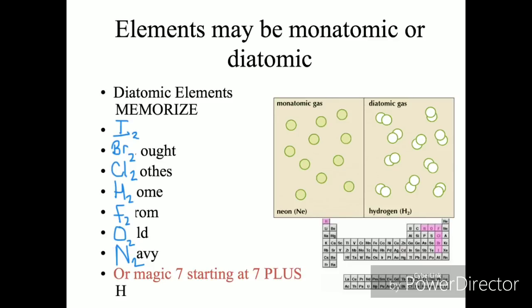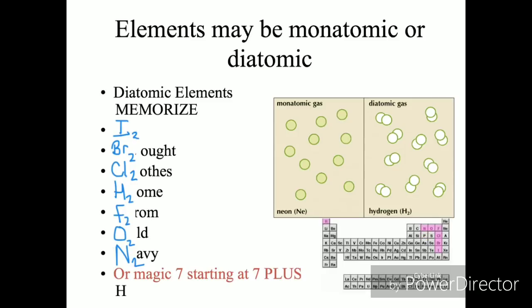Now, there are some ways that you can memorize the 7 diatomic elements. The way in which I like to memorize is this mnemonic device that I learned a long time ago, and it's I brought clothes home from Old Navy. Notice that all of these element symbols have a subscripted 2 because they are diatomic, and they'll look like this in a particle diagram. Another way to memorize the 7 diatomic elements is to refer to your reference table. And here we'll begin at element number 7, nitrogen.